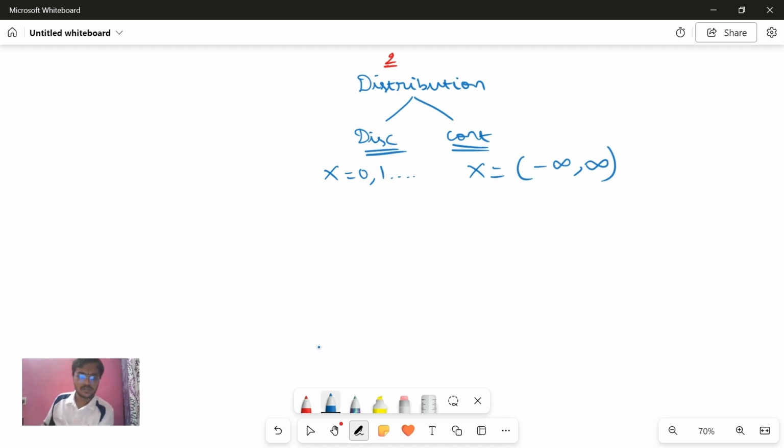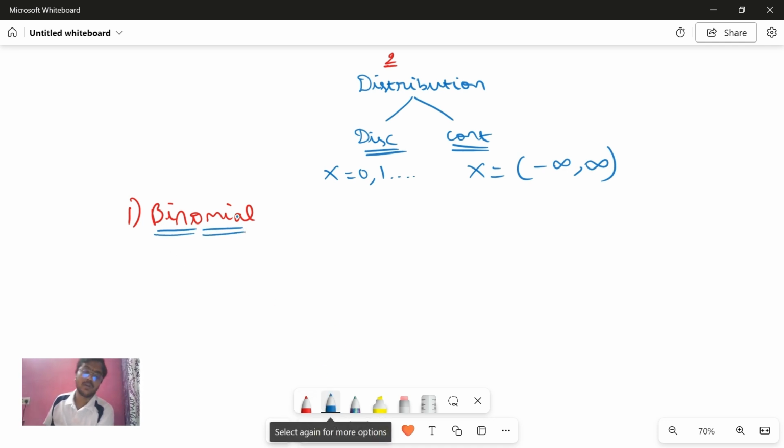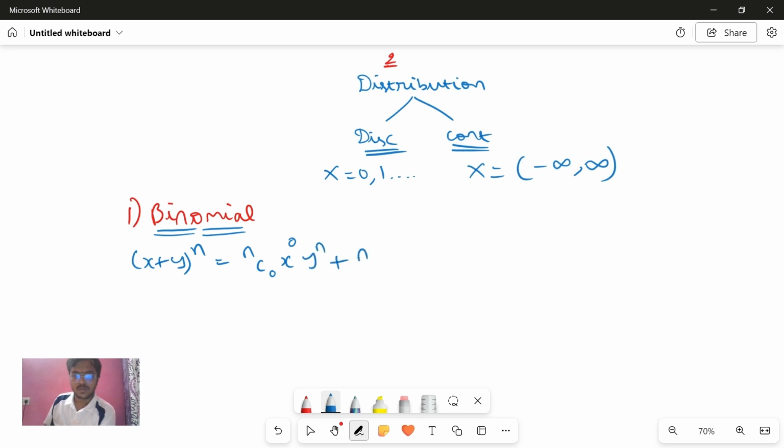So first we will start with the binomial distribution. What is the binomial distribution? I think you would have heard of the term binomial at least. In 11th grade, you study a chapter called binomial theorem, right? I will just give a revision of the binomial theorem. This is the expansion, do you remember? (x plus y) power n is equal to nC0 x power 0 y power n, plus nC1 x power 1 y power n minus 1, and so on. This is the expansion of the binomial theorem.